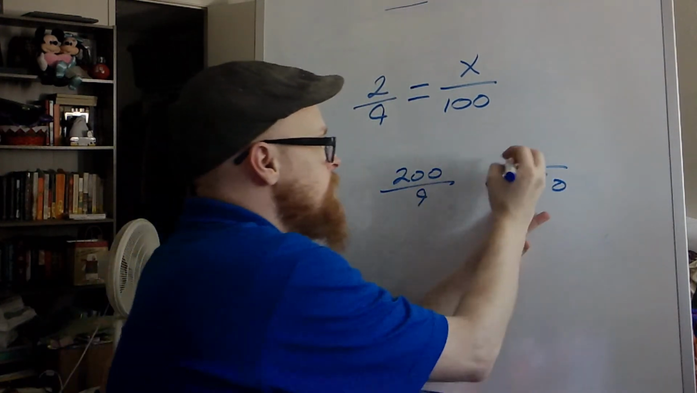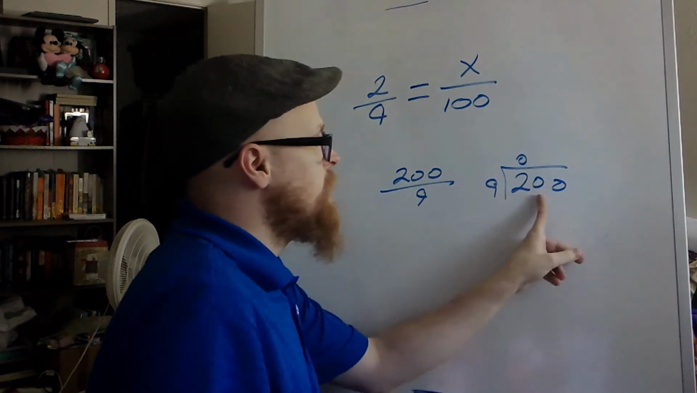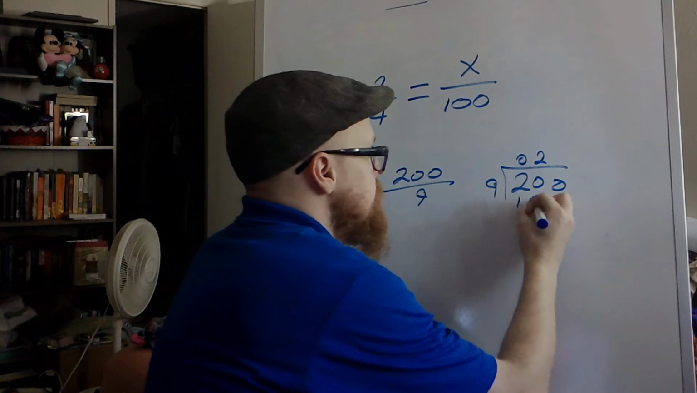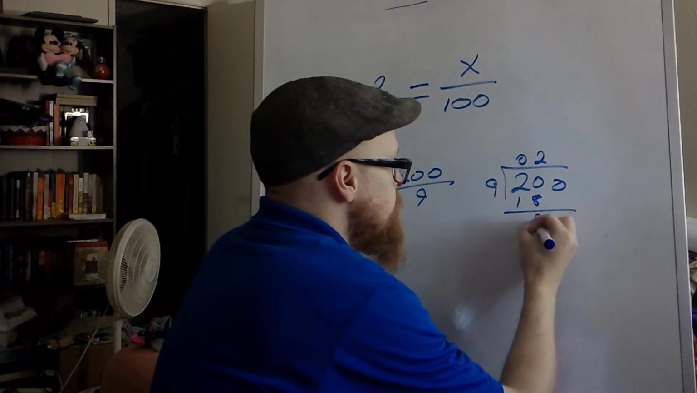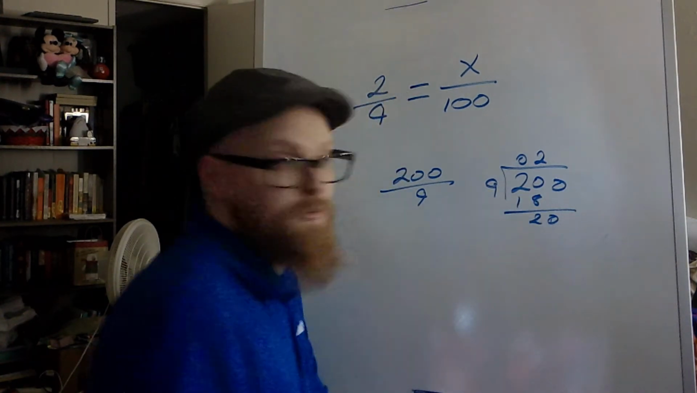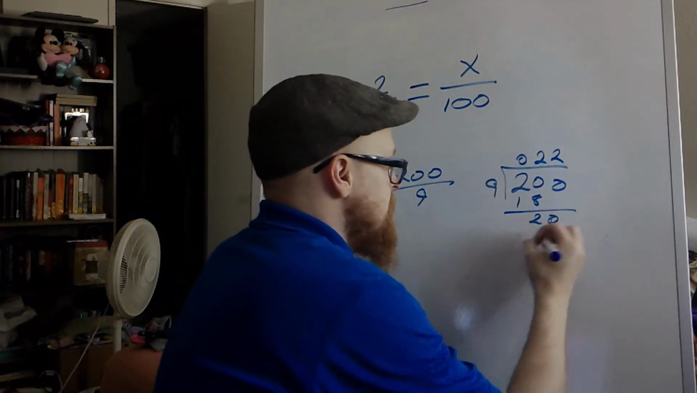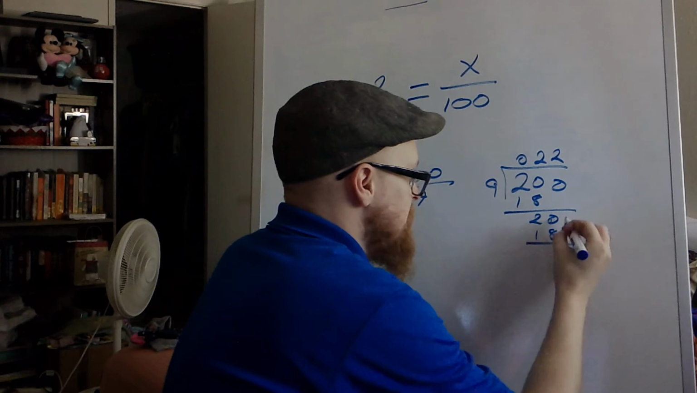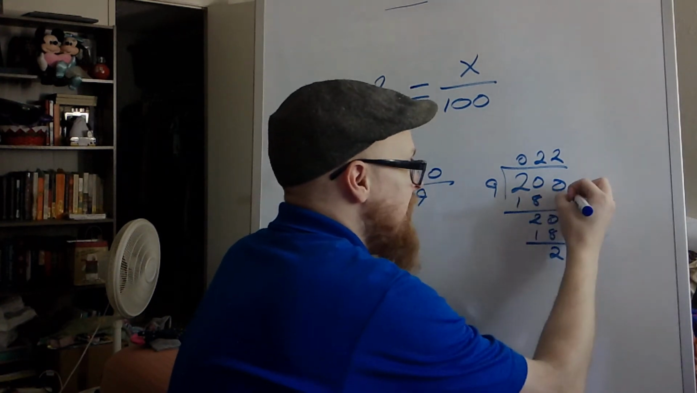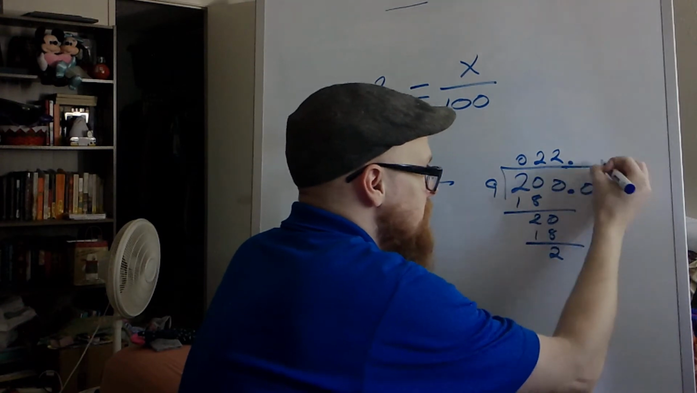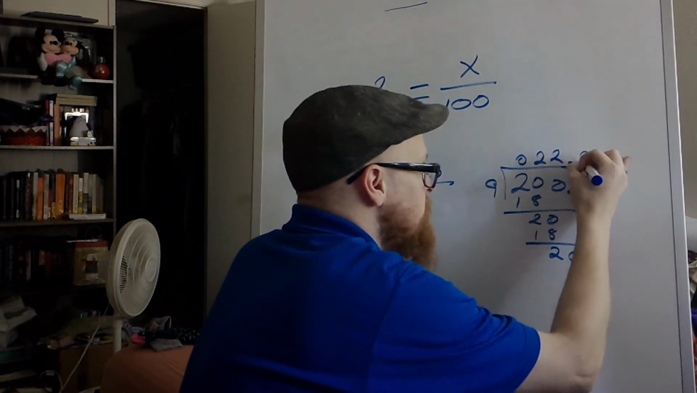9 won't go into 2. It goes into 20 2 times, right? 9 times 2 is 18. Bring down the 2. Bring down the 0. Oh no, I have another 20. So it goes in there 2 times. 18. Bring down the 2. I'm going to add a decimal place. Add a 0. Bring down the 20. It goes in there 2 times.